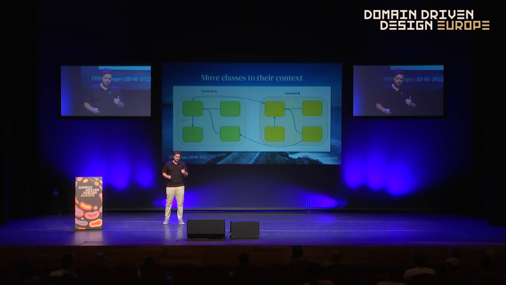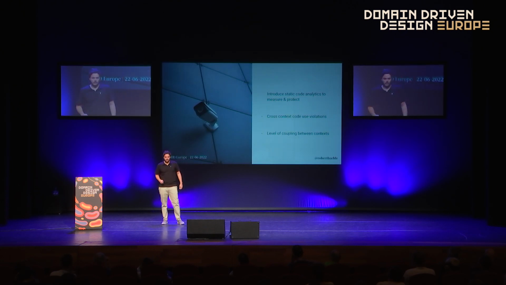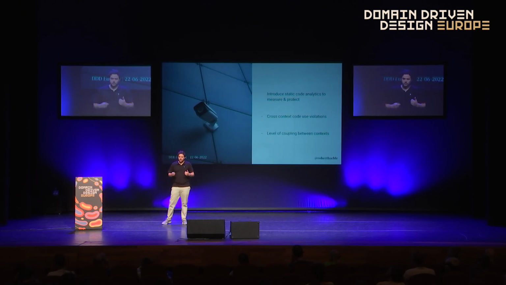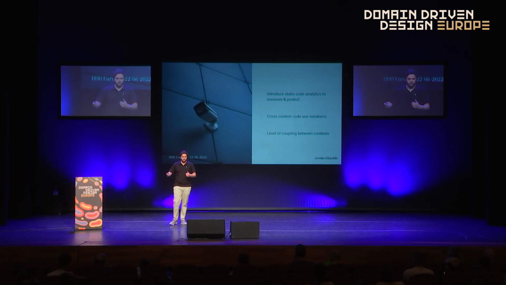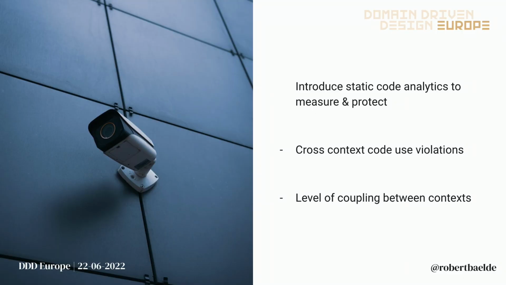So now we have this. Now let's look at our static code analytics. With PHP, you have PHPStan, and there are all kinds of alternatives for other languages. And we can measure two things. First one is cross-context code usage. So this is when context A requires a class from context B to actually operate.